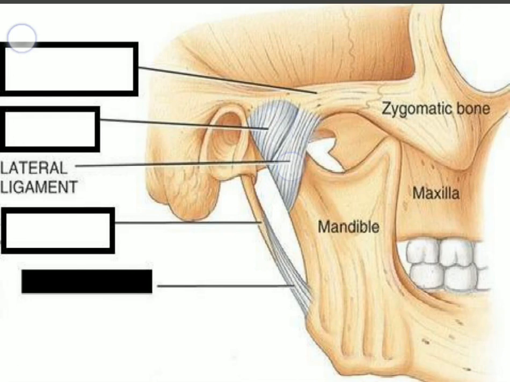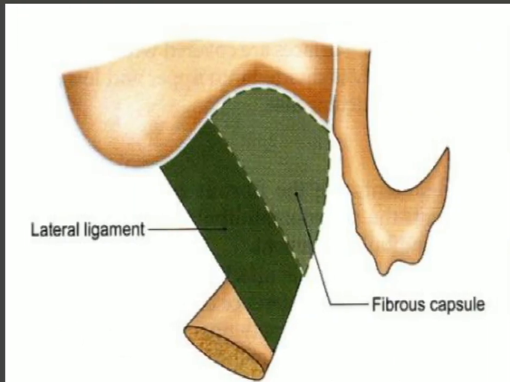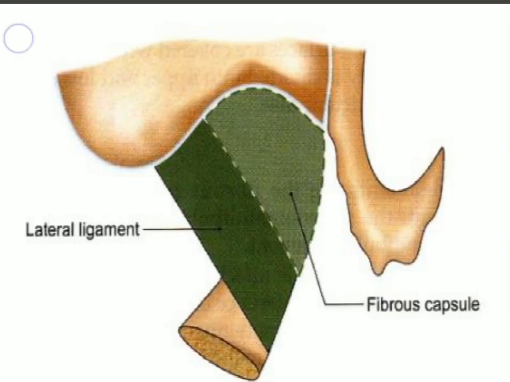This is the lateral ligament. It is attached to the articular tubercle above and below it is attached to the posterior portion of the neck of the mandible, and the fibers you can see running downwards and backwards, and it gives strength to the capsule. Again the figure showing you lateral ligament coming from the articular tubercle to the neck of the mandible.